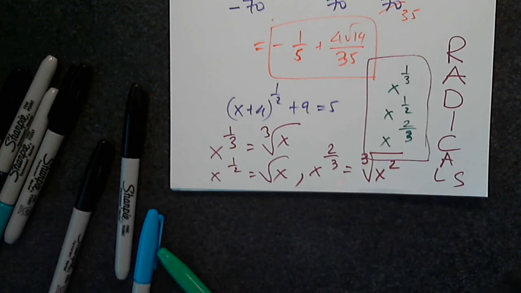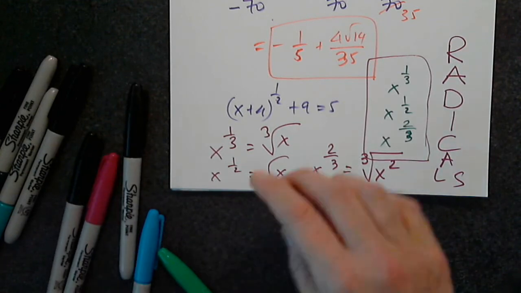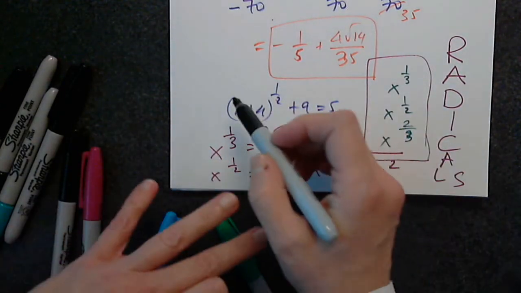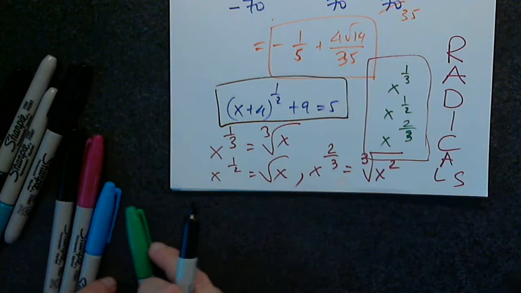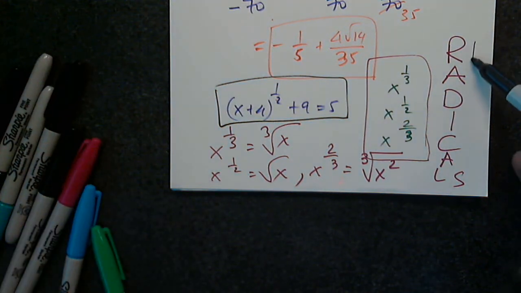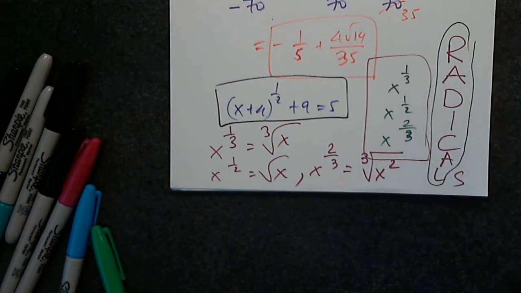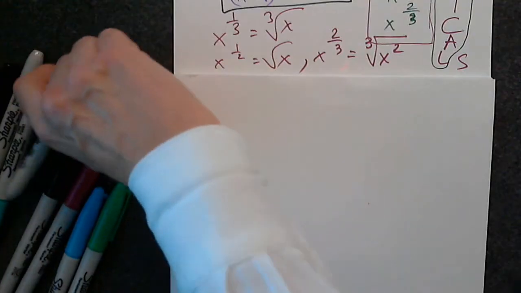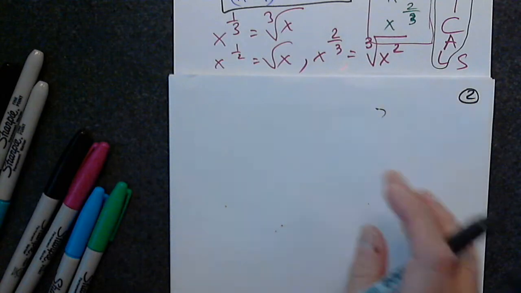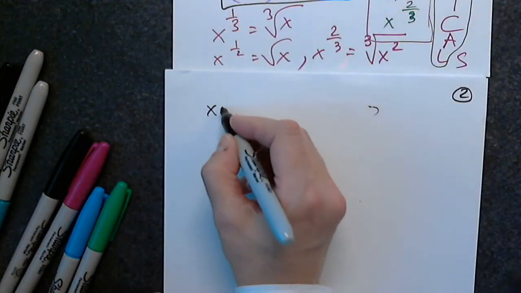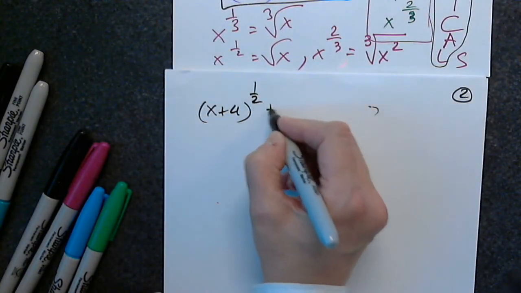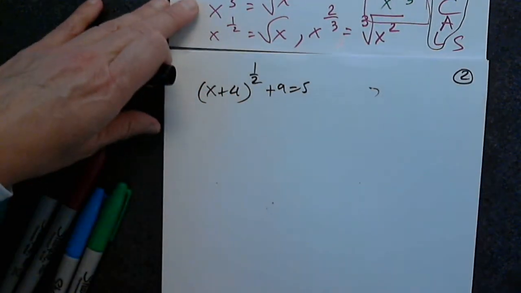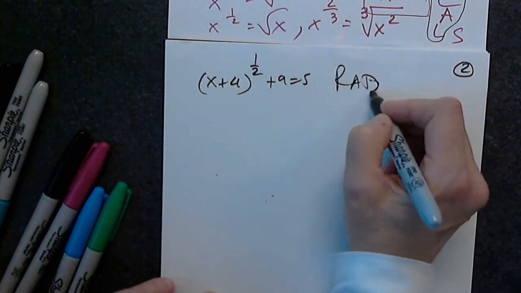So now finally let's go back to our equation. I see a power 1/2. What type of equation is this then? Of course, it's a radical equation. Is there another way of writing it? I'm going to copy it because I have something else in there now. So x plus 4, everything to 1/2 plus 9 equals 5. So we identify that it's a radical equation.